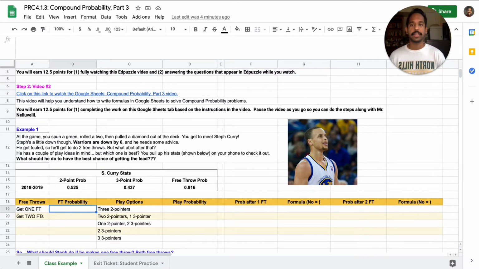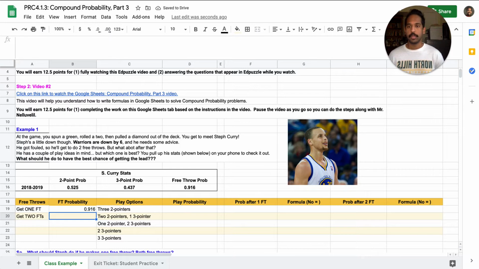The first thing we needed to figure out is how to get one free throw. To get one free throw, that's going to be the same as the probability that's already in the box for free throws. Where is that cell? I see that that cell is D16. And so here we can just write equals D16, and you'll see it shows 0.916. You hit enter. There we go, 0.916.